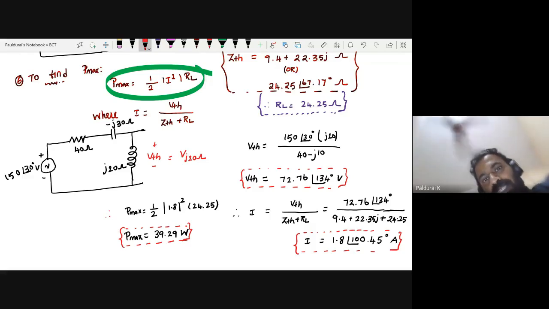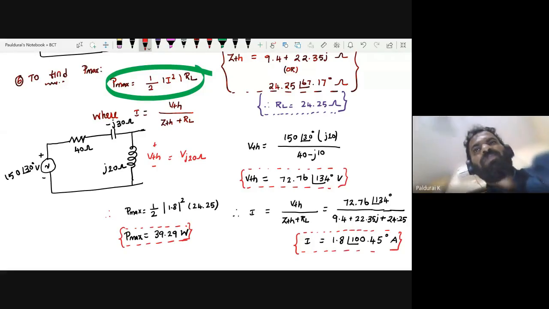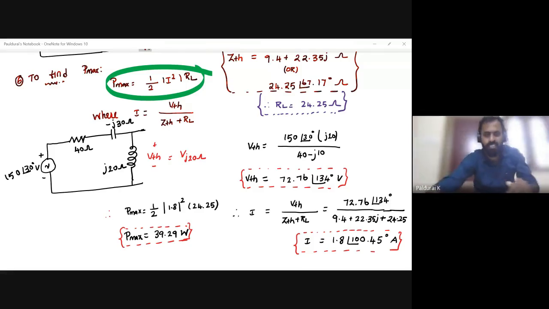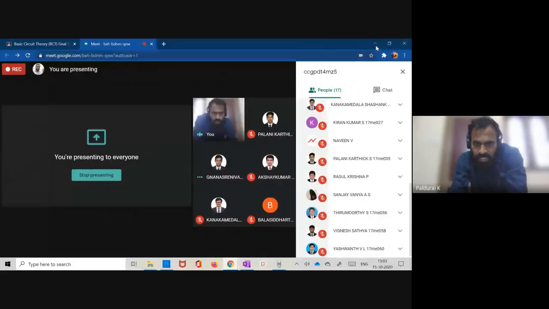I think this much problem is sufficient, okay? For more problems, please refer to my material. I will forward the same within this weekend, since I have been writing and I want to solve more problems in my material for your reference. Any doubt in today's class? Reciprocity and Millman, next class we will discuss. Any doubt? Yes, sir, we have a doubt. Tell me.